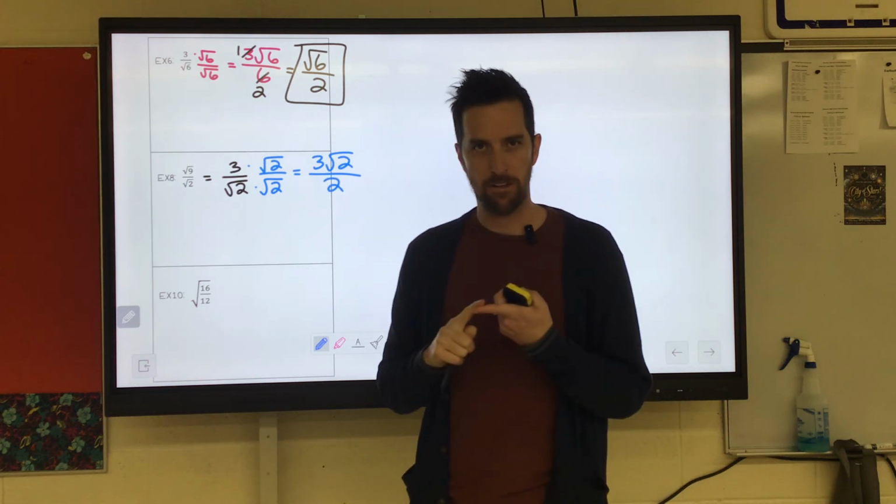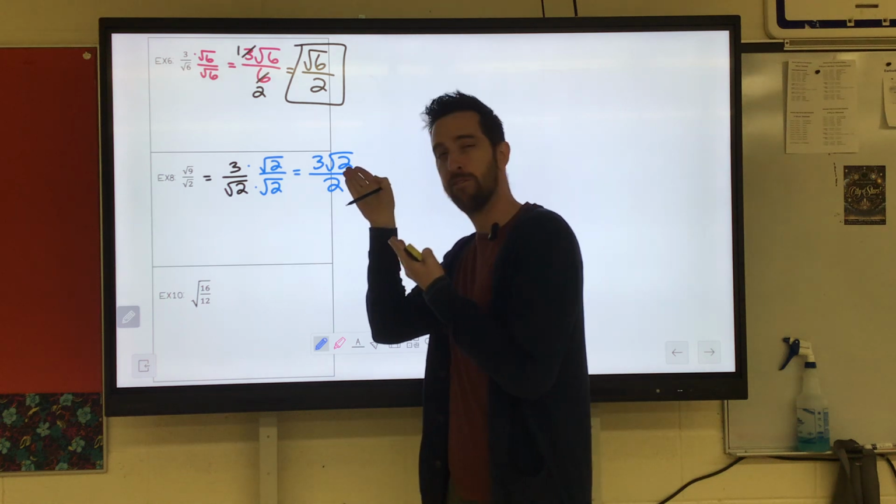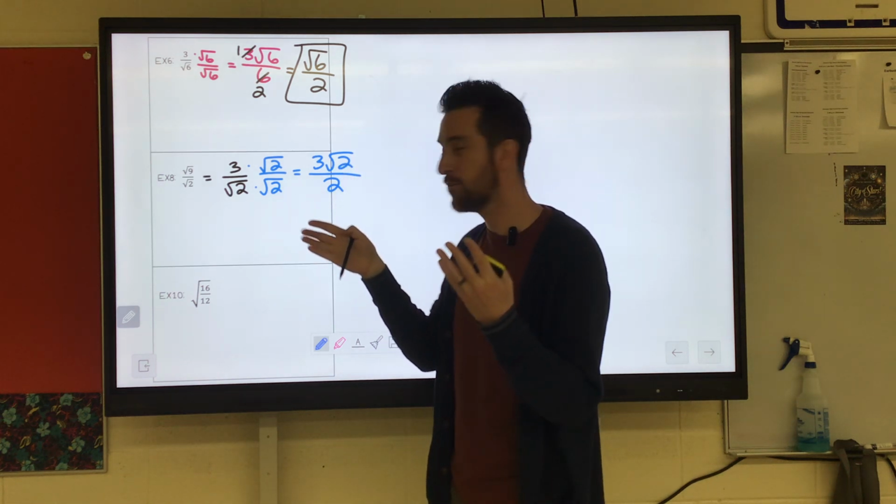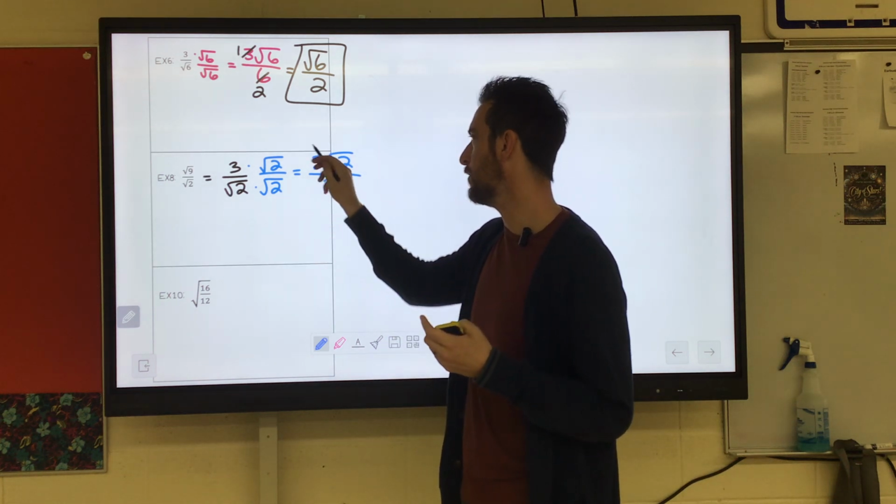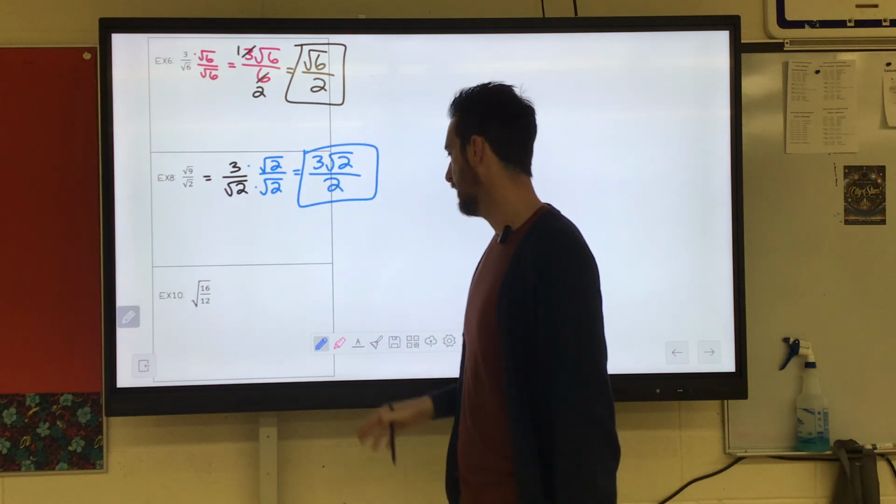There are no more radicals in the denominator. There are no more perfect squares left in 2. Can you simplify the stuff outside? 3 over 2? Nope. So just leave it.